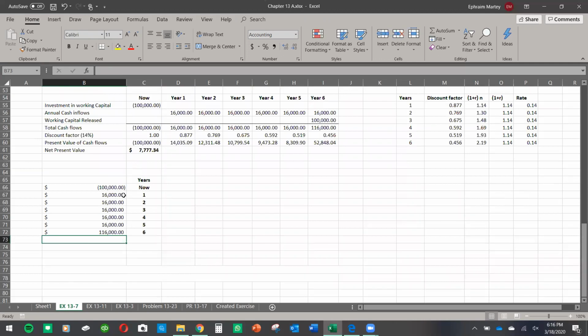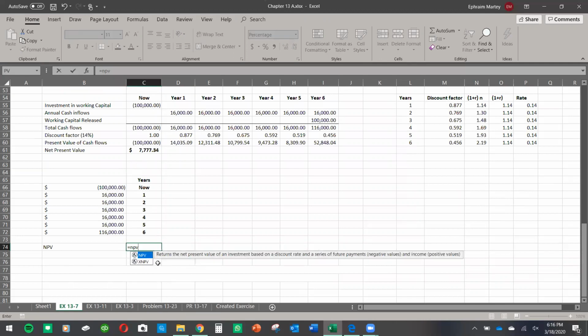Now, let's find what the net present value is. Should it be accepted or not? Okay, so net present value, and I've showed you how to do that. You press equal to, you type in NPV, you open parentheses. What is the rate? The rate is 14%. You type in 14%, then comma. And then you select all cash inflow. You close parentheses, right? You close parentheses plus the cash outflow.